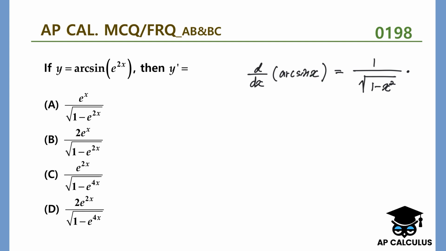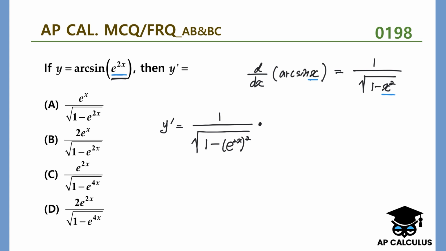But the derivative of x is equal to 1, so we don't have to write it. So that's the formula. Here we have y is equal to arcsine e to the 2x, so y prime is then equal to 1 over root 1 minus, if this is x, we have x squared. If this is e to the 2x, then we must have e to the 2x squared, and times the derivative of this, by the chain rule.